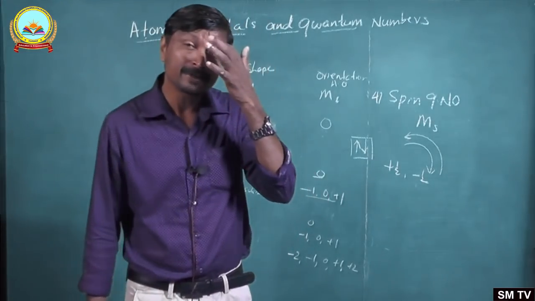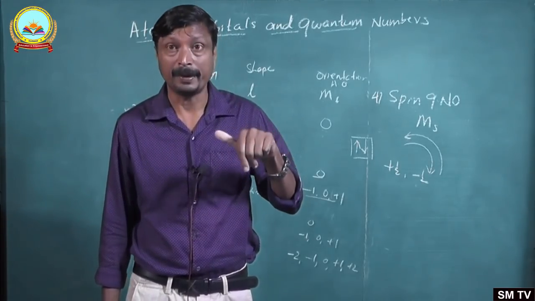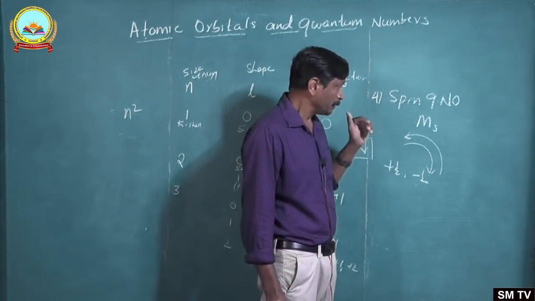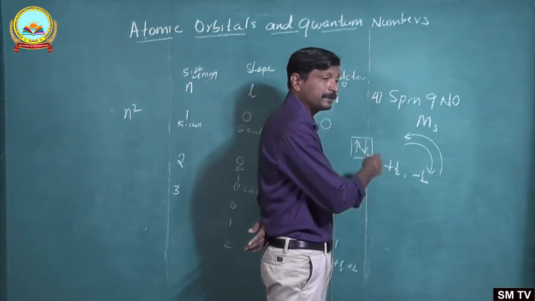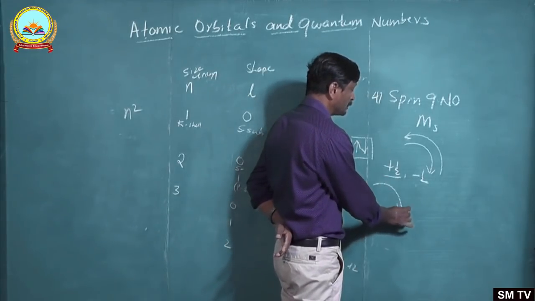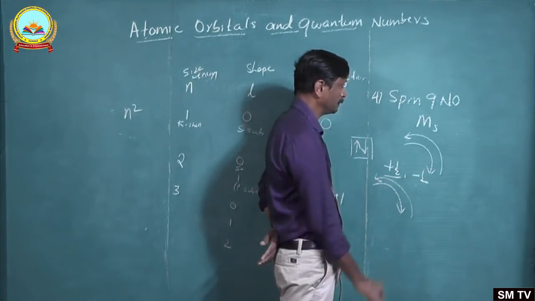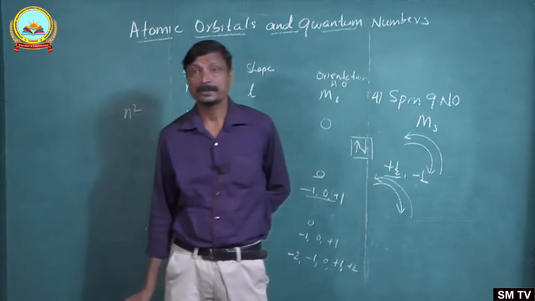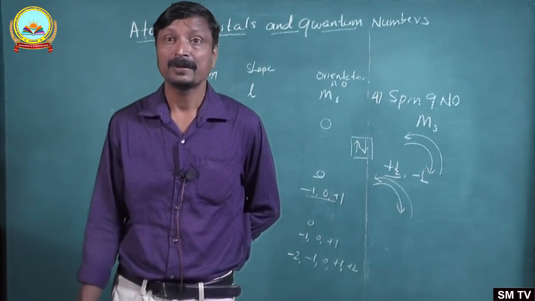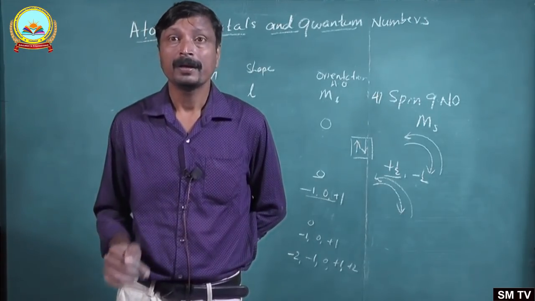Only 2 values are sufficient because you are describing or distinguishing the 2 electrons in the orbital. So it has how many values? Plus half and minus half. What does it describe? The spin states of the electron. Suppose you write plus half, it means it is spinning in a clockwise direction. Minus half is represented by an anti-clockwise direction. So this is the spin quantum number. It describes the spin state of the electron, in which direction it rotates on its own axis.